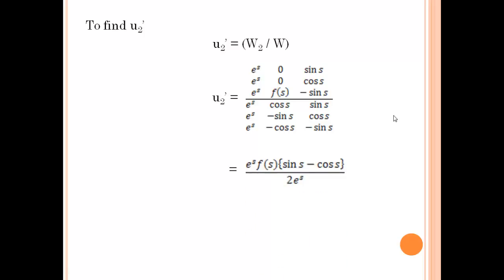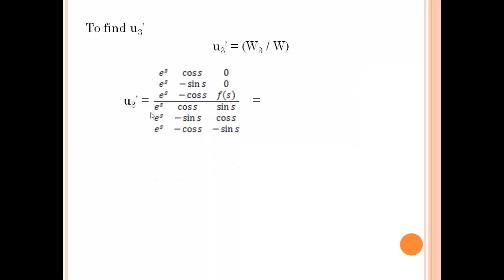e to the s times f of s times the quantity of sine s minus cosine s all over 2e to the s. Integrating both sides would give us u2 is equal to 1/2 times the integral of f of s times the quantity of sine s minus cosine s.